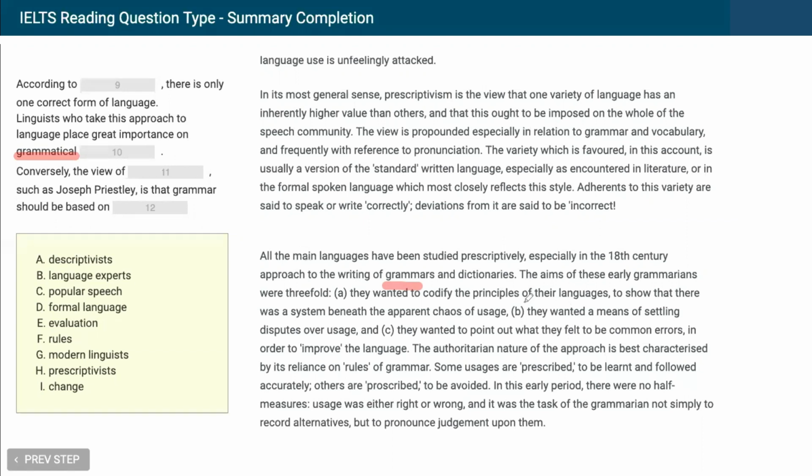I want to find what linguists place a great importance on. So I'm just going to keep reading. The fact that there are 3 things doesn't really help me because that was not noticed in our summary completion. So I'm going to move along here. The authoritarian nature of this approach is best characterized by its reliance on rules of grammar. And right here, I think I have found our answer because it says that linguists who take this approach to language place great importance on grammatical something. And here it says it's best characterized by its reliance on rules of grammar.